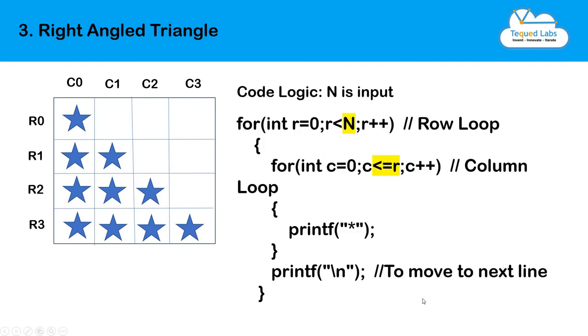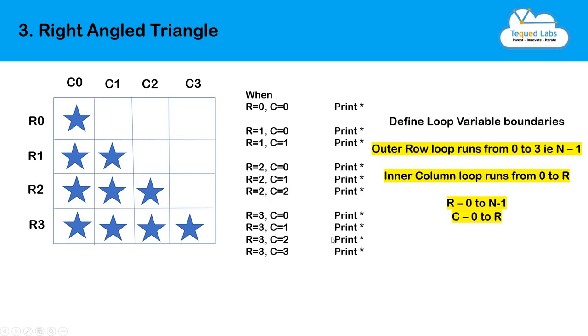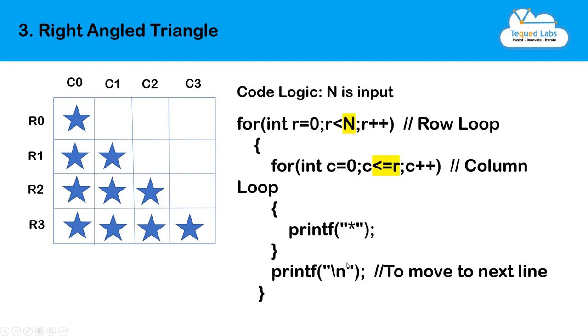And this is going to be the code logic. R travels from 0 to n. N is the number of rows here. And again, we are going to come to the innermost loop, that is the column loop, and C goes from 0 to less than or equal to R. As we saw here, whenever R is 2, C goes all the way up to 2. So C is less than or equal to R. So this is R here.